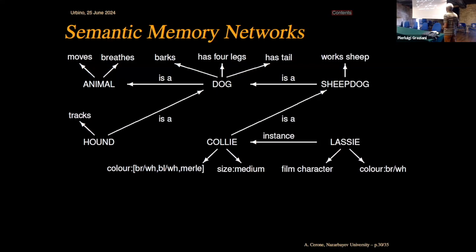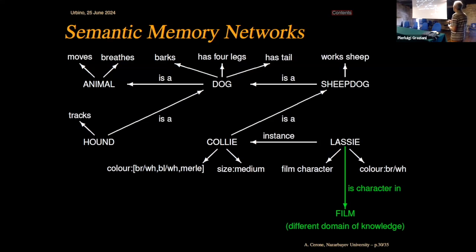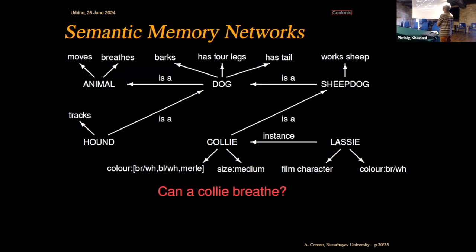And this can be very complicated, you see. We can also link to other knowledge domains. For example, Lassie was a collie, but it was also an actor, a character in a film, so we can connect all of it. We actually try to model quite a complex semantic network. But this work was actually done quite long ago.